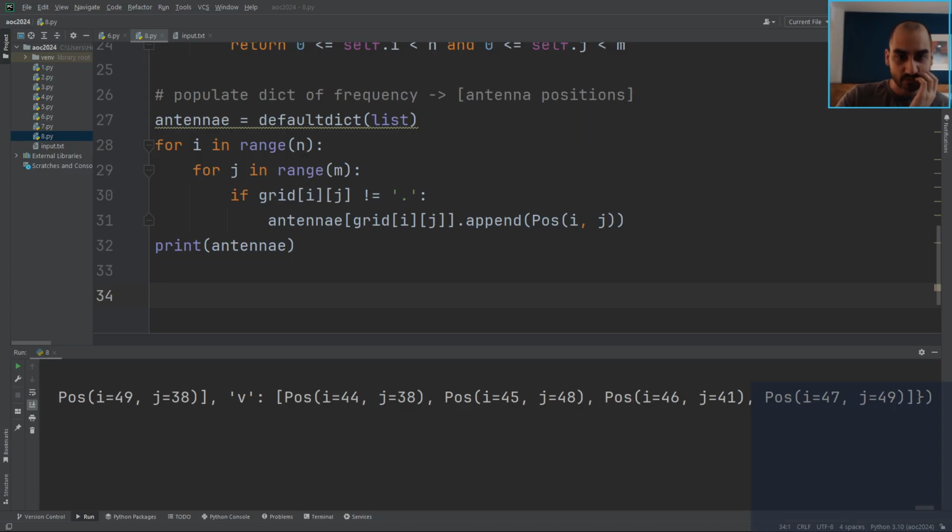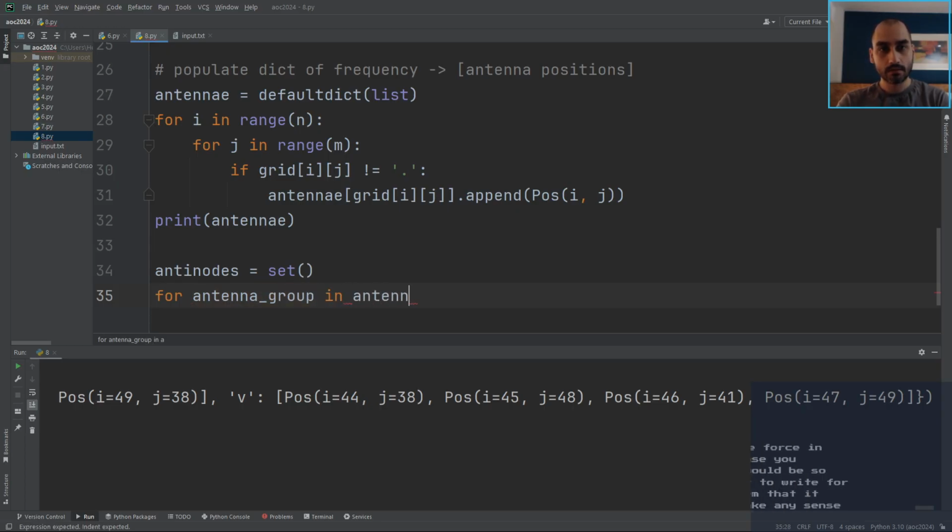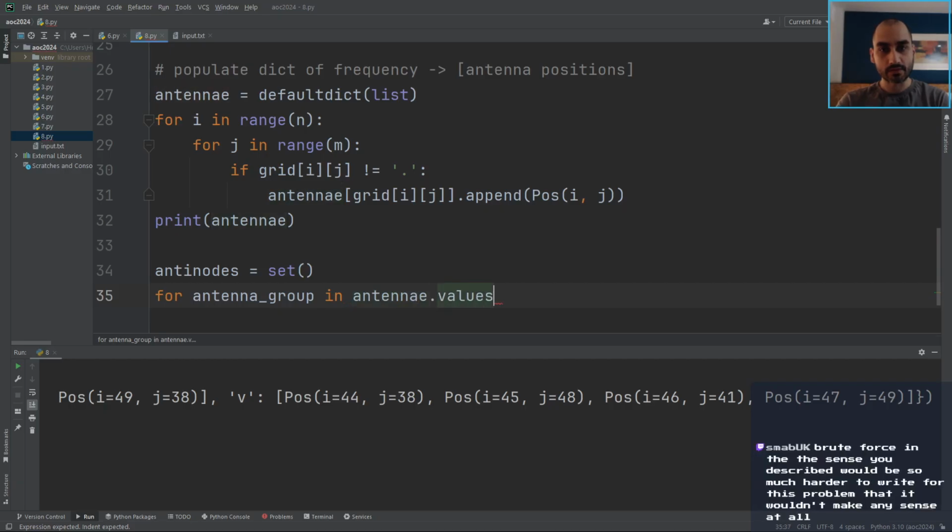We want the set of unique locations. Okay, so let's say antinodes equals an empty set. So we don't care what the symbol is, we just care that we now know where symbol groups are. So for antenna group in, so this will just be the lists.